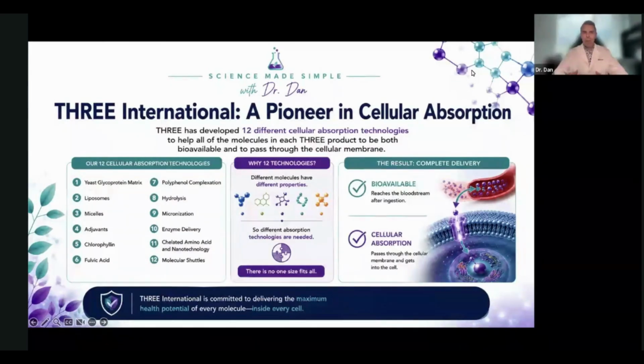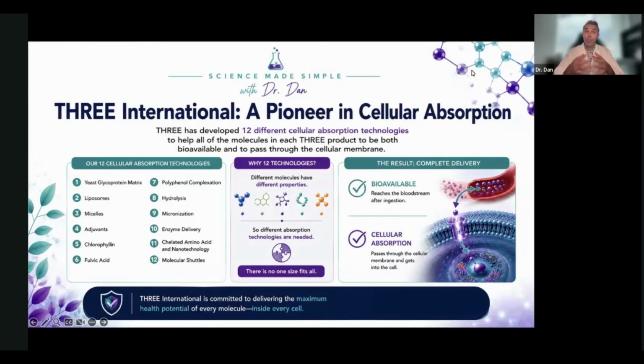There are supplement companies out there and they use one technology and they utilize that for everything. Well, as good as that sounds, there's no panacea effect. There's no magic silver bullet, one thing that does everything. If we really want to make sure that the thousands of molecules in our products get into the cell, we need to use many different technologies.